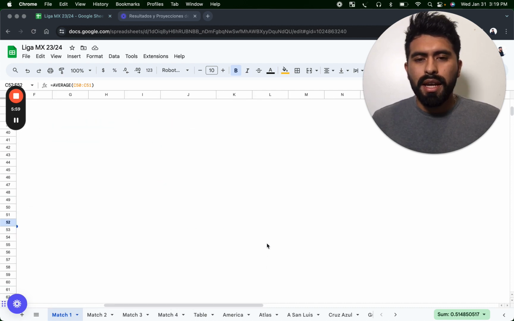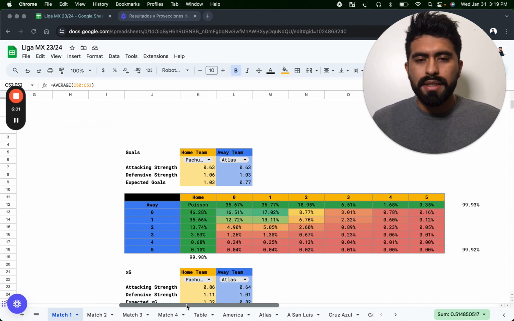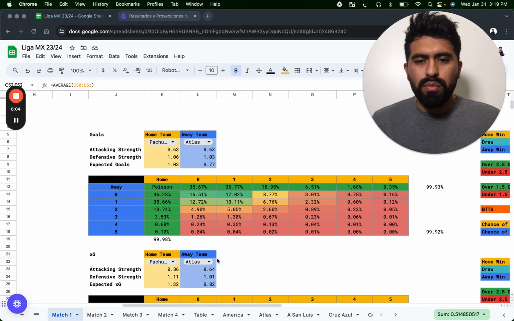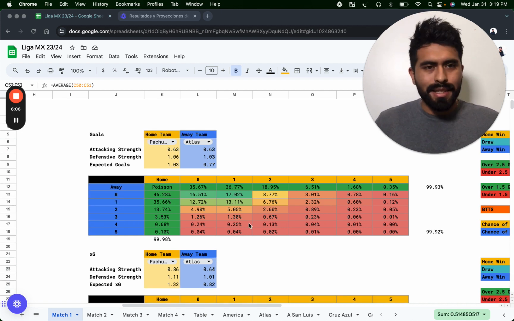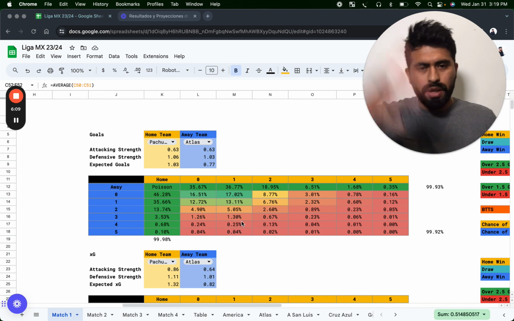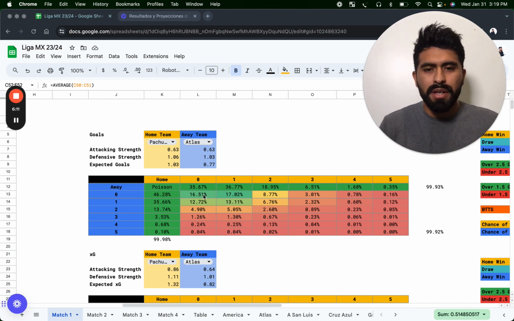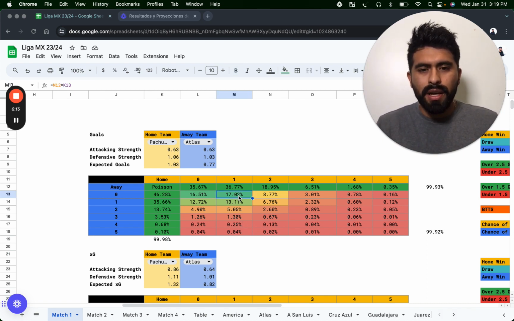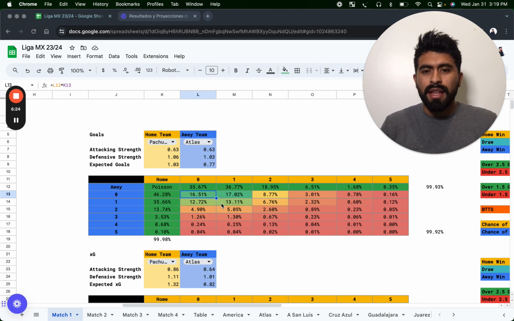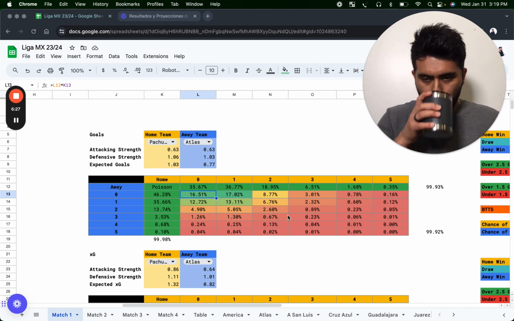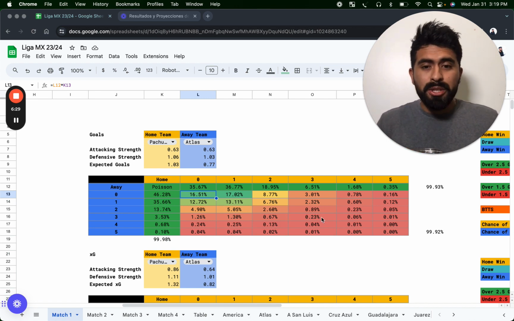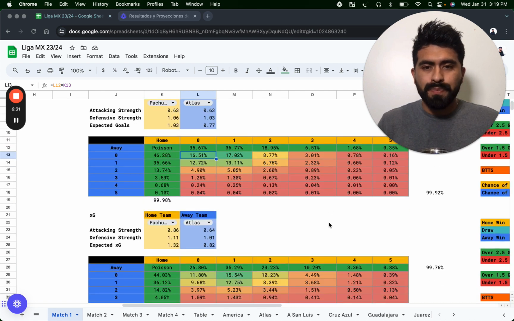One more thing I'd like to show you guys is I call this my heat map of where I see this game going and the percentages of different scenarios. The most likely scenario here with the highest probability shows us that the home team is going to be winning 1-0, 17%. We have a 16% that it could be a 0-0 match. That'd be shitty. That'd be fucking boring.